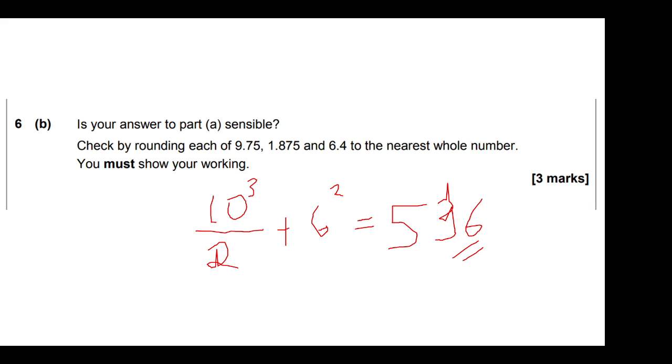Again, if you're unsure, then just bring all that into your calculator. 10 cubed means 10 times 10 times 10, so you have 1,000 halves, which is equal to 500. 6 squared means 6 times 6. So we have 500 plus 36, which gives you 536, which is very, very close to 535.285. Okay, that's question 6B done. Let's move on now.